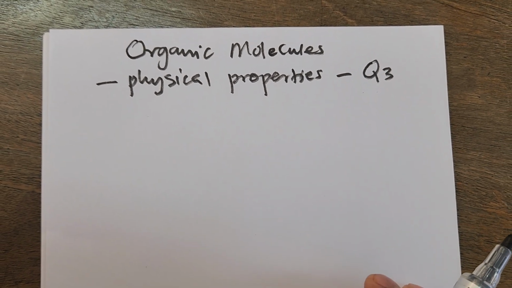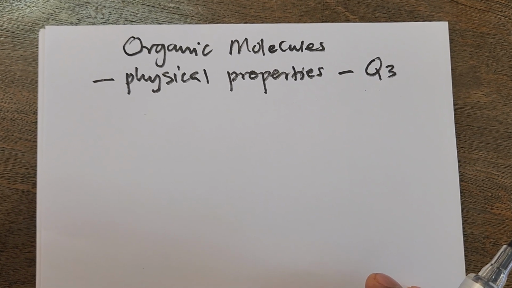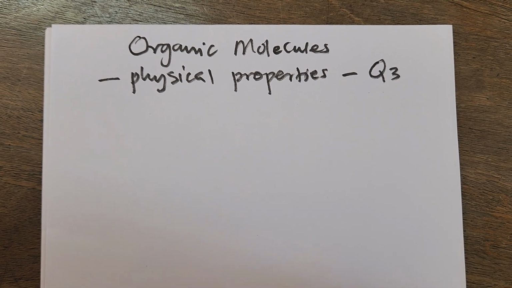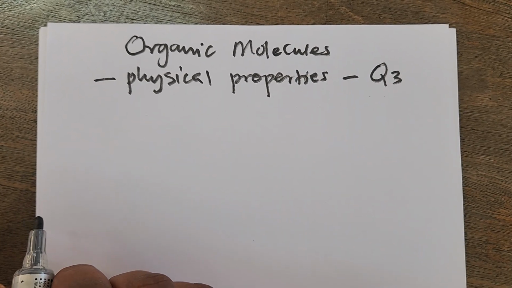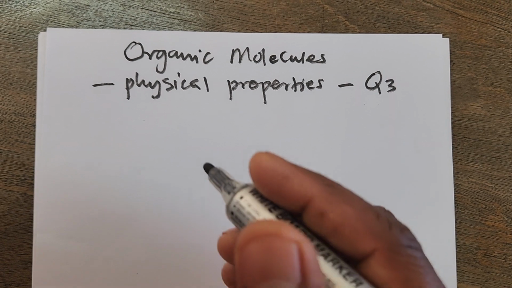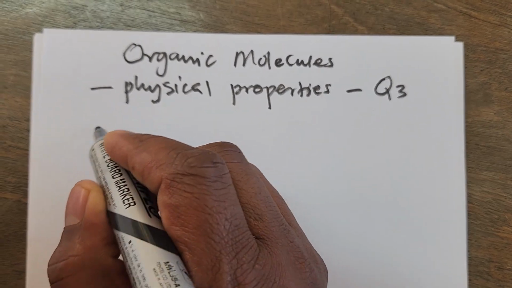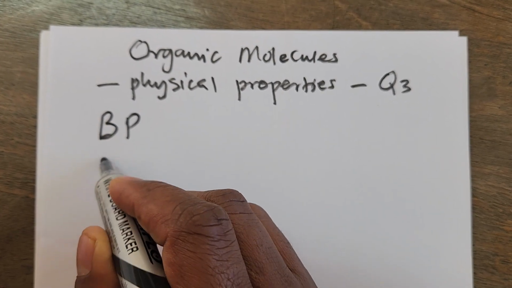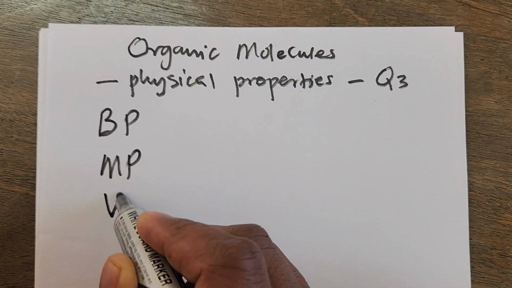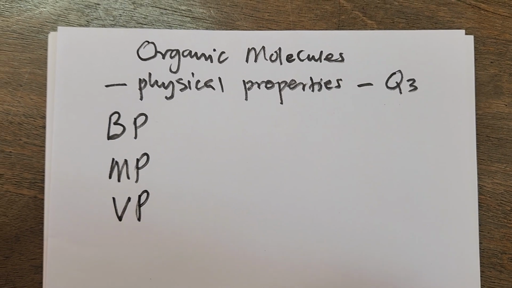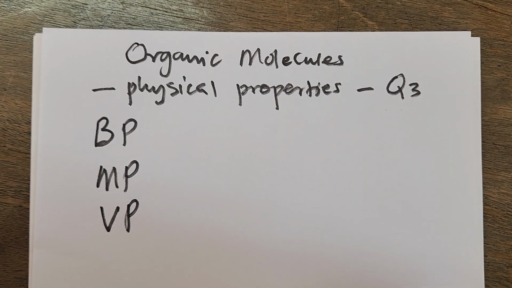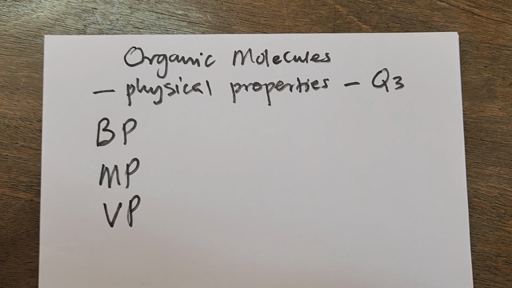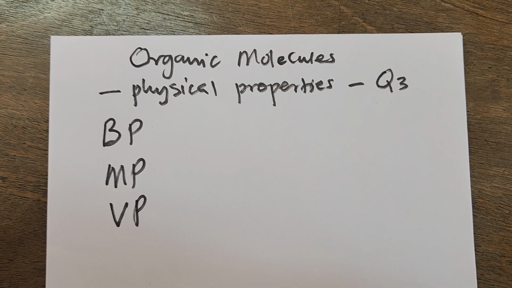The section in a nutshell, we will summarize a bit before we can deal with the questions related to the section. The section is dealing with the physical properties as we know them to be: your boiling point, your melting point, and the vapor pressure. These physical properties, first you can expect definitions for these three.